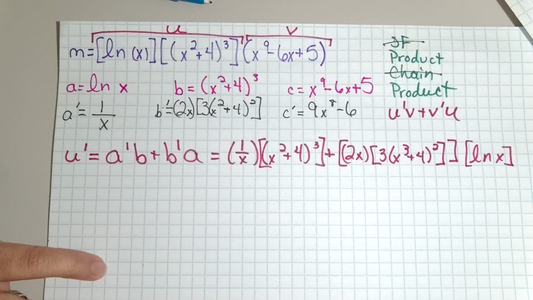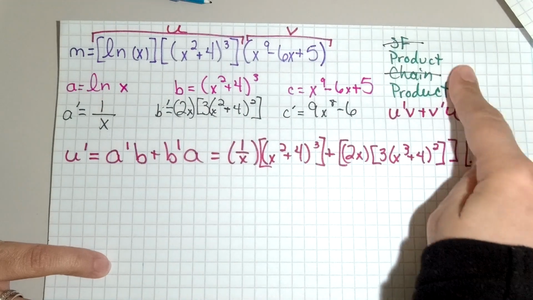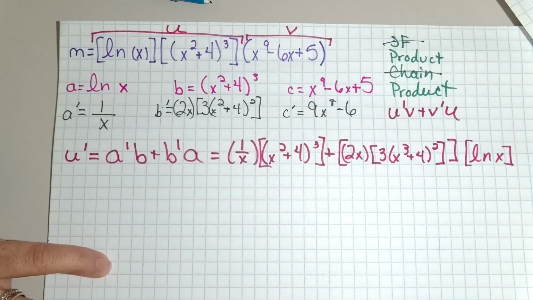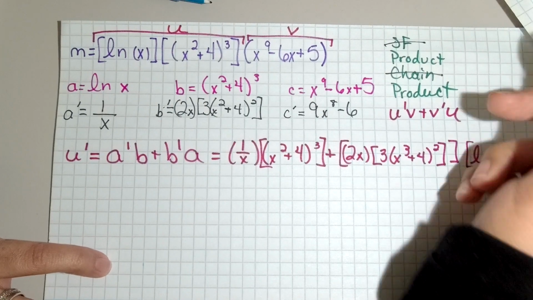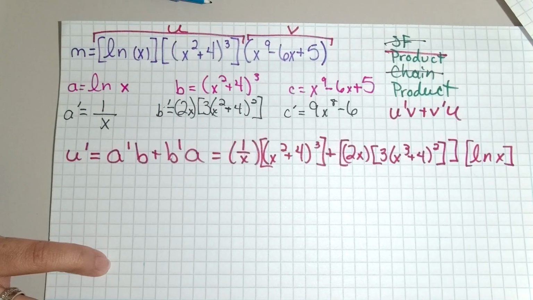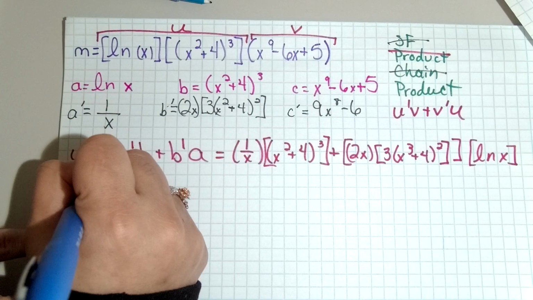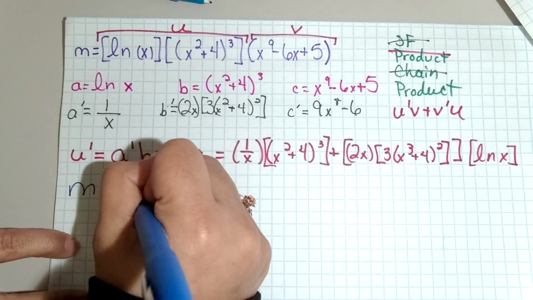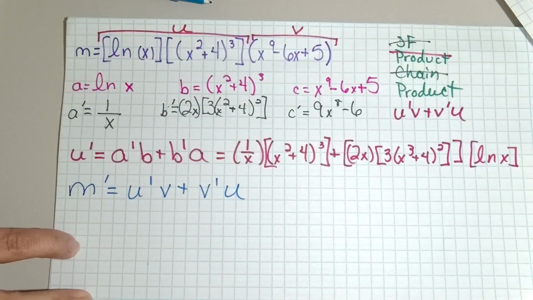Questions? Am I done? No. Which one of the things have I done? What's left over? It's not a trick question. What's left? What's not crossed out? Product. So I've done one of the product rules. That means I have to do the other product rule last. Okay? So I have M prime is equal to U prime V plus V prime U. Do I have V prime already?